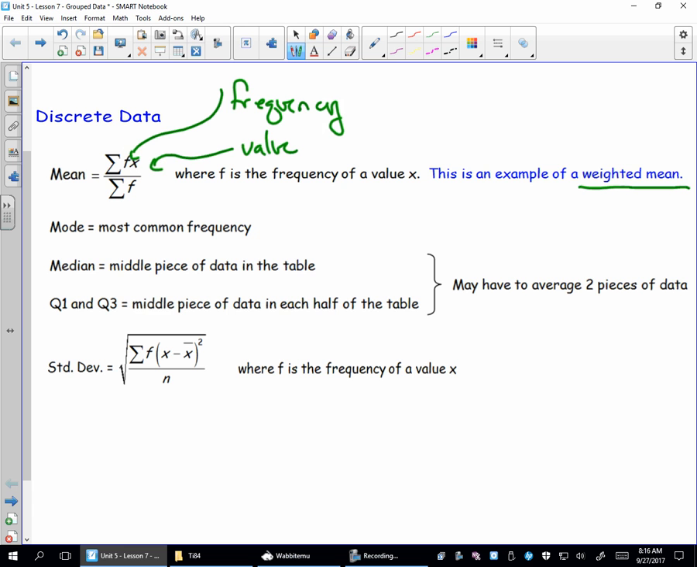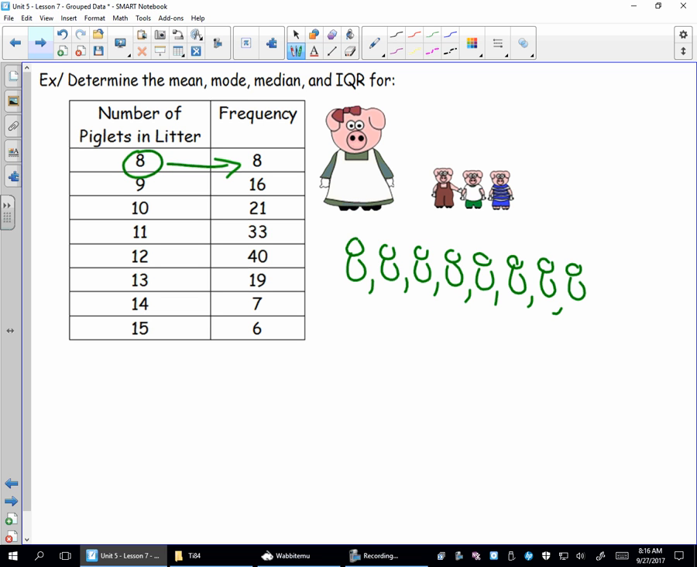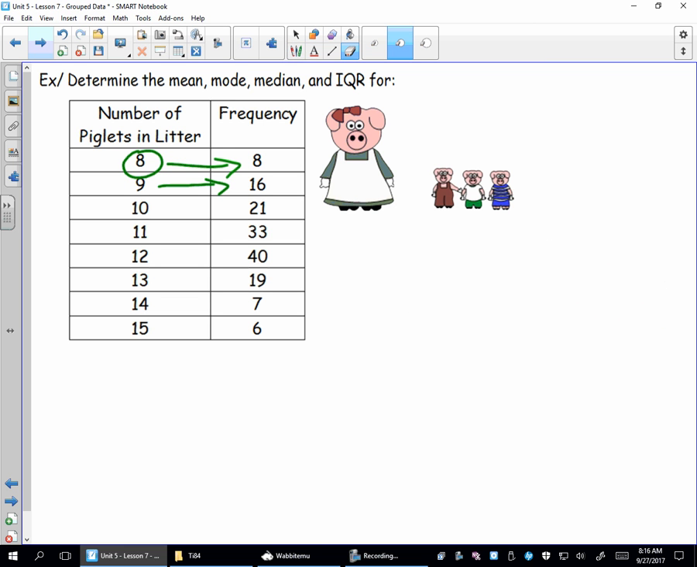Okay. I'm going to come back to this page in just a second to show you what we mean. So if I have this data, okay, this is discrete data, look at the number of piglets in a litter. There are 8 piglets, and it happened 8 times. So really, I could write this out 8, 8, 8, 8, 8, 8, 8, 8. And then I could go, oh, there's 16 nines. But that would be kind of painful, right? We don't want to type that all into a graphing calculator. So we want to simplify this by using the table. In other words, we want to use the idea that there are multiples of each value. So this would be my frequency, and this would be my value.